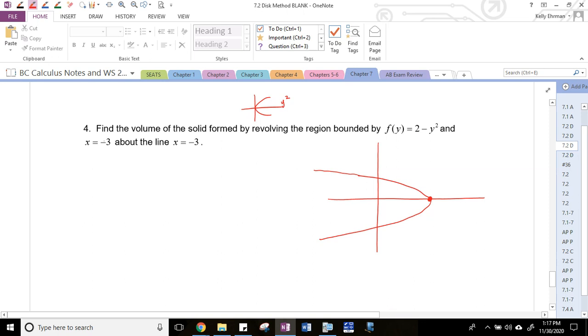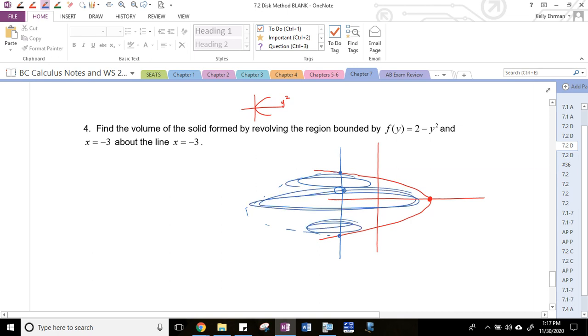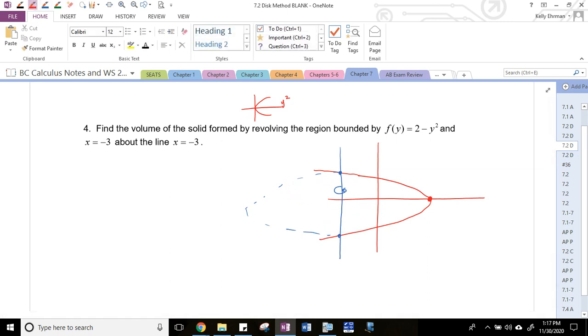And then we're talking about where it intersects the line x equals -3. So that's right here. Okay, and we're talking about rotating it around that x equals -3 line. So you're going to get something that looks like this. Very rough sketch. But I want to erase that because I made it really messy. All I really care about is that little representative rectangle.